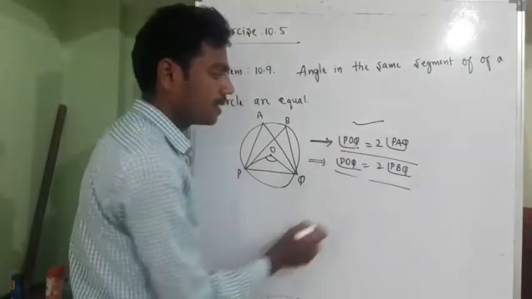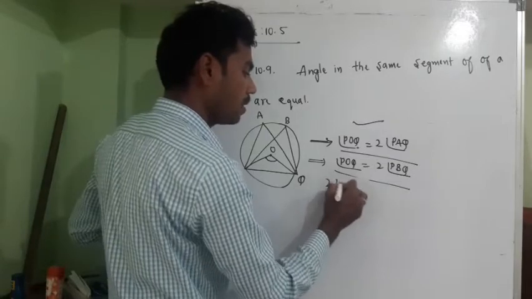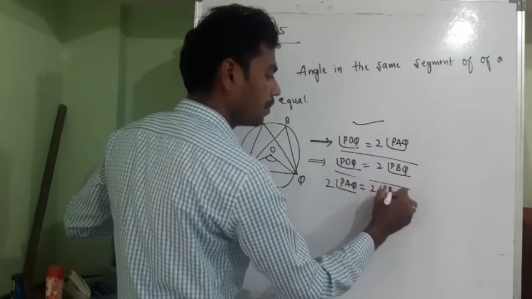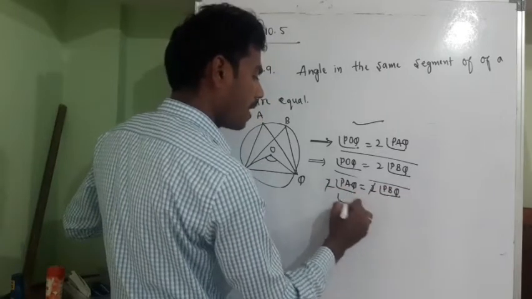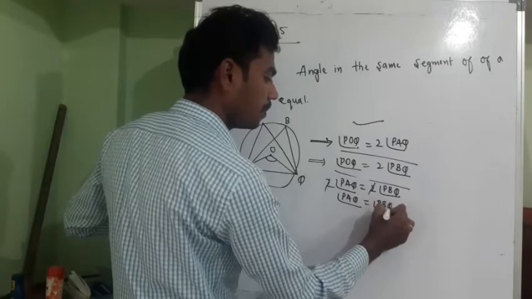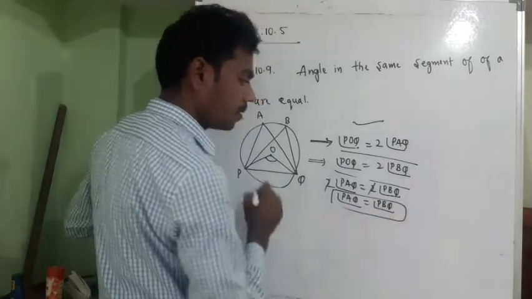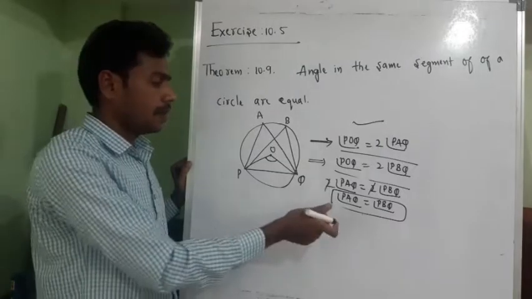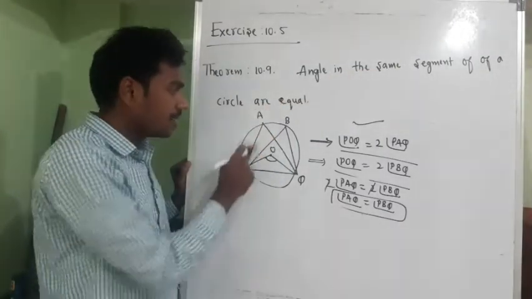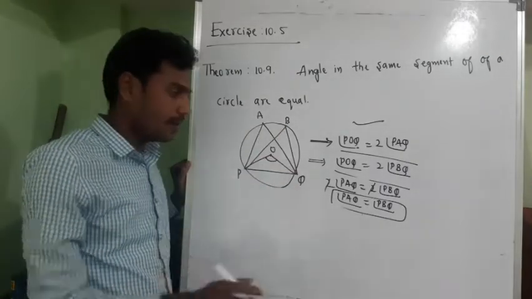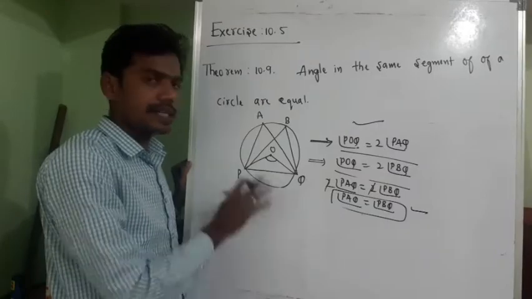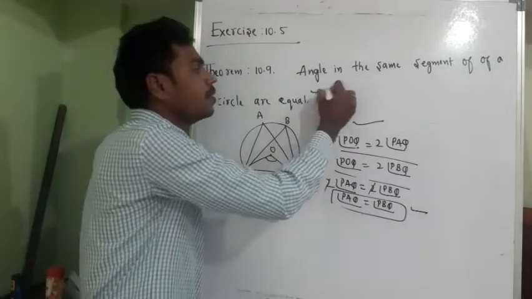So since LHS is equal, we can equate RHS. 2 PAQ is equal to 2 PBQ. So angle PAQ is equal to angle PBQ. Fine. So what they are telling is angles in the same segment of a circle are equal. We proved it. That is theorem number 10.9. Please note this down.